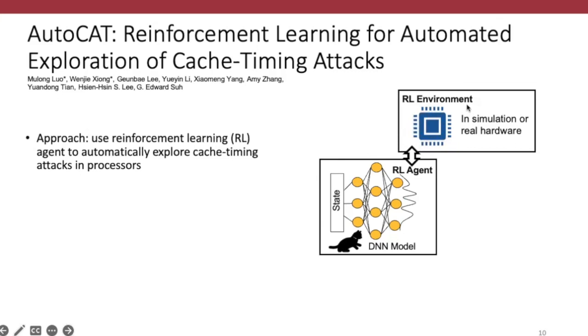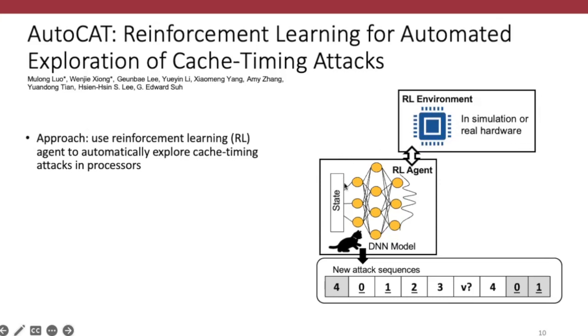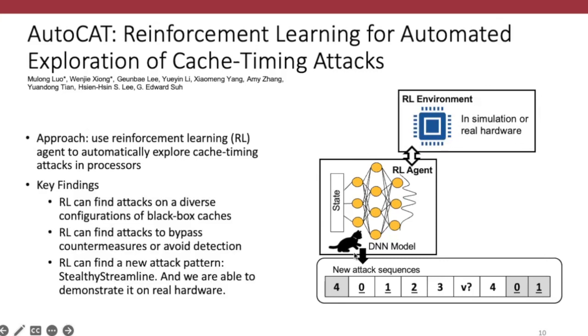The design can be either in simulation or real hardware. The RL agent interacts with the environment, can learn the sequence, and then we can see whether there is a vulnerability in the system. The key finding of this work is that RL can find a variety of vulnerabilities in this target system, and we can even find a new attack pattern.